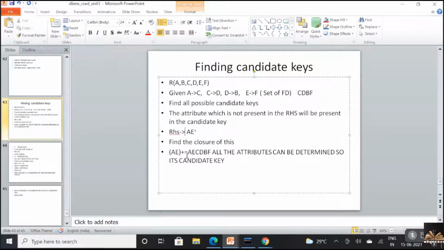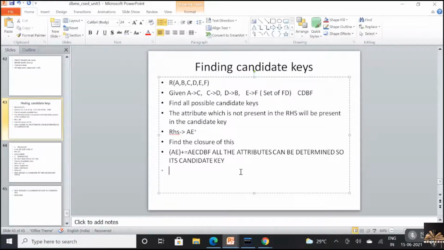Okay, now see, will AE give me all the attributes that are present in the relation? I have to look at that using the functional dependencies. So if I will be able to determine all the attributes of the relation, then I say that AE is a candidate key. And if I cannot determine, then I say that AE is not a candidate key. Then I have to go with combinations.